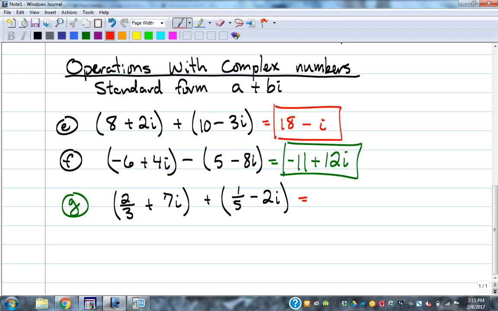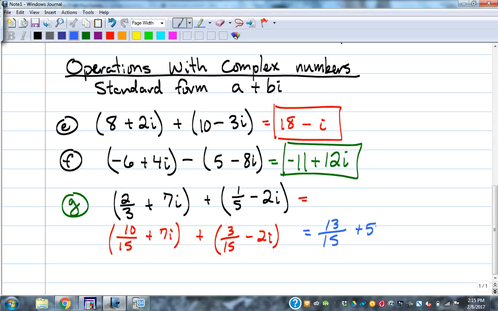Okay. So if I'm adding 2/3 and 1/5, that's 3/8, right? I hope you say no, because it's not. 2/3 and 1/5, you've got to have a common denominator if you're going to do it without a calculator. It'd be 15, wouldn't it? 10/15 and 3/15. So I'm not changing the i parts because they don't need to be changed. So together, that would be 13/15 plus 5i.